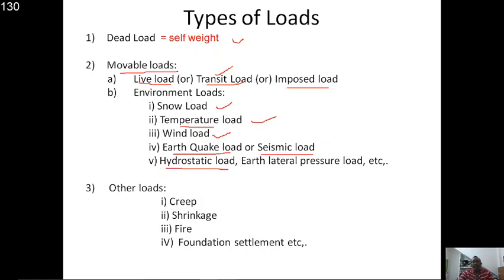Hydrostatic load is nothing but water pressure, and lateral earth pressure is needed where we want to retain some soil. Similarly, due to constant loading, creep comes, and due to more and more exposure to temperature, shrinkage comes over time. Occasionally fire acts on the structures, so we require fire resistance. And due to some problems, the foundation might be uneven, which causes some extra loads on the structural elements. These types of things are also to be considered while designing your structure.